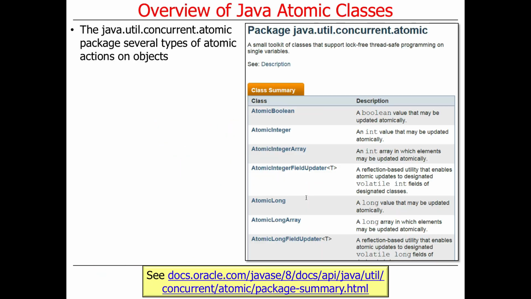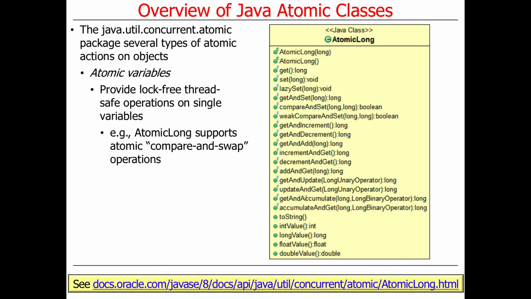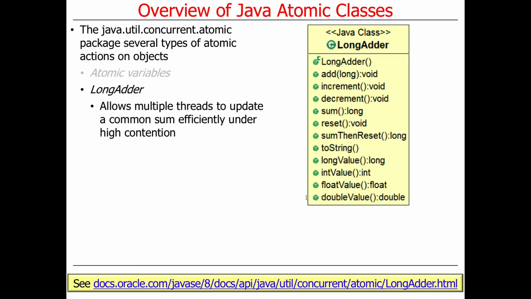Okay, so given that as background, let's talk about atomic classes. There are a couple of different classes in the Java atomic package. We're going to focus on one of them in particular and do a deep dive into how it works. They're the atomic variables, which provide lock-free, thread-safe operations on single variables. In particular, we're going to focus on atomic long, which uses the compare and swap operations we talked about before. And there are also these other things called long adders, which are used to have eventual consistency for operations that are highly contended between multiple threads, but don't need the right value right away.